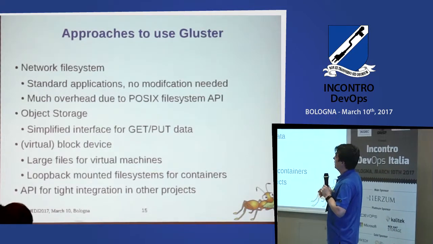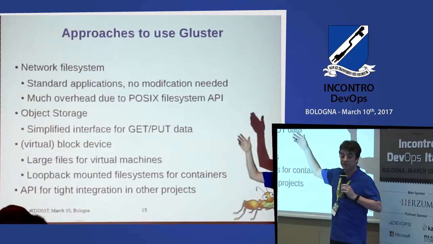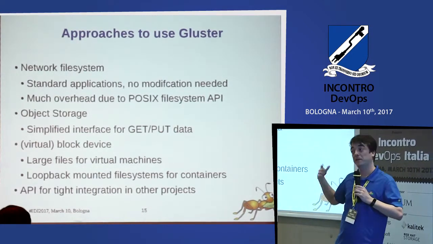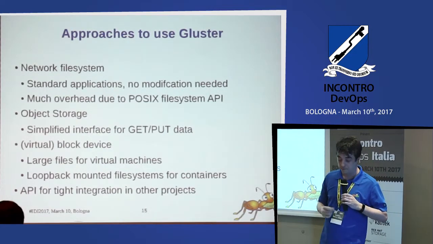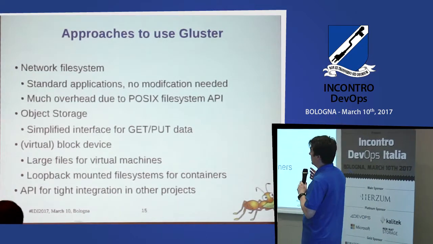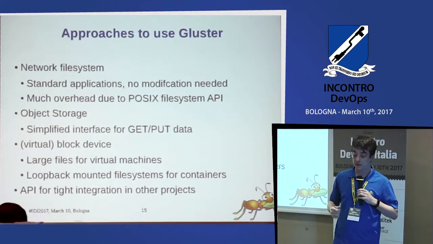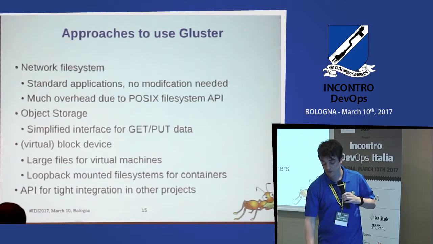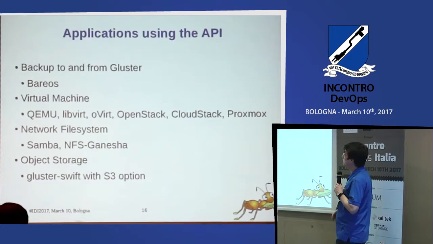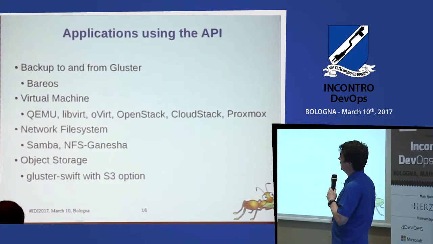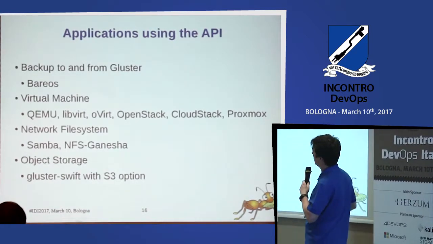So, the approaches that we've discussed: network file system, which isn't really the most performant way of doing things, but it's definitely the easiest way of using Gluster, and other applications just work like this. Object storage, the simple interface, get and put data, block interfaces, and the API. Now, we already have quite some applications using gfapi. This is just a set that I see used most. There are quite a few more, but these are the most interesting ones.